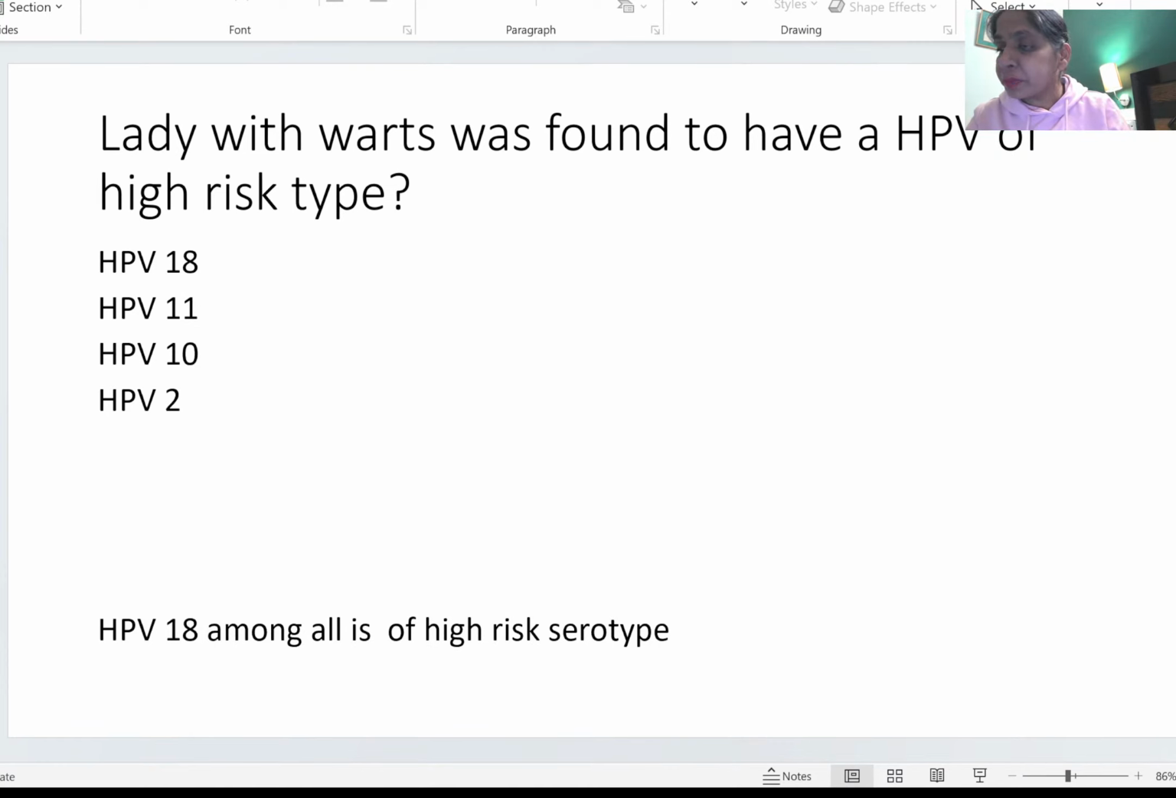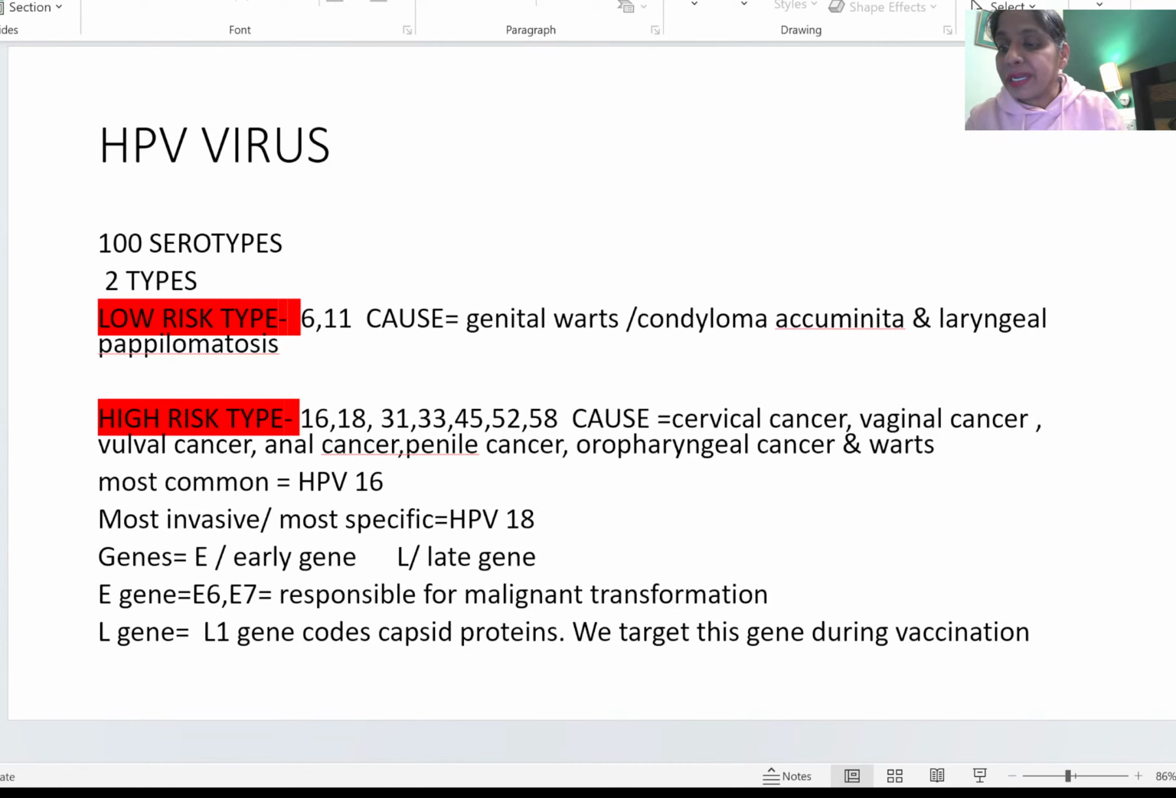What is that HPV? The HPV is HPV 18. Okay, so now let's discuss it. HPV is a virus. There are 100 types of HPV virus which cause CA cervix. All of you know HPV causes CA cervix. There are 100 serotypes of HPV which cause CA cervix.